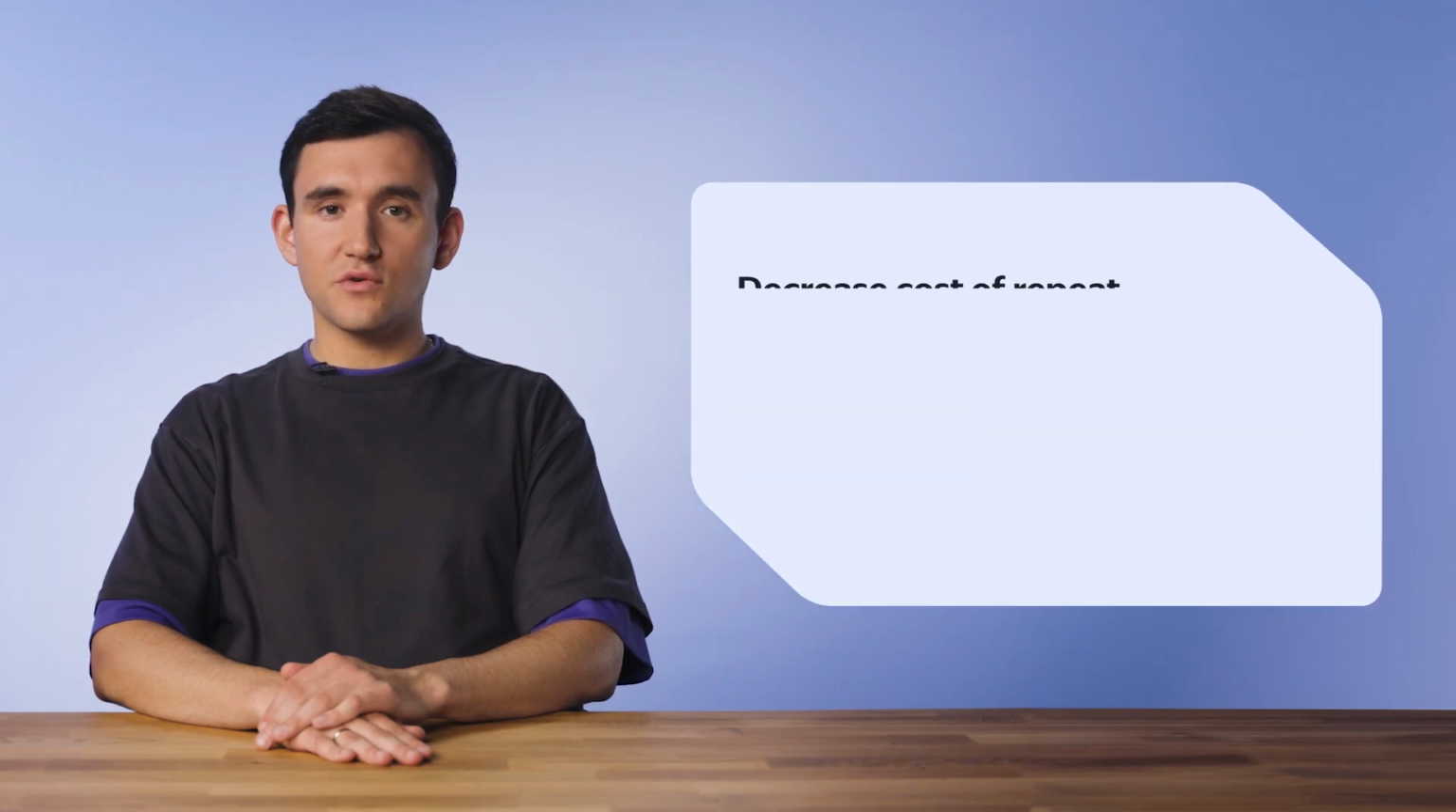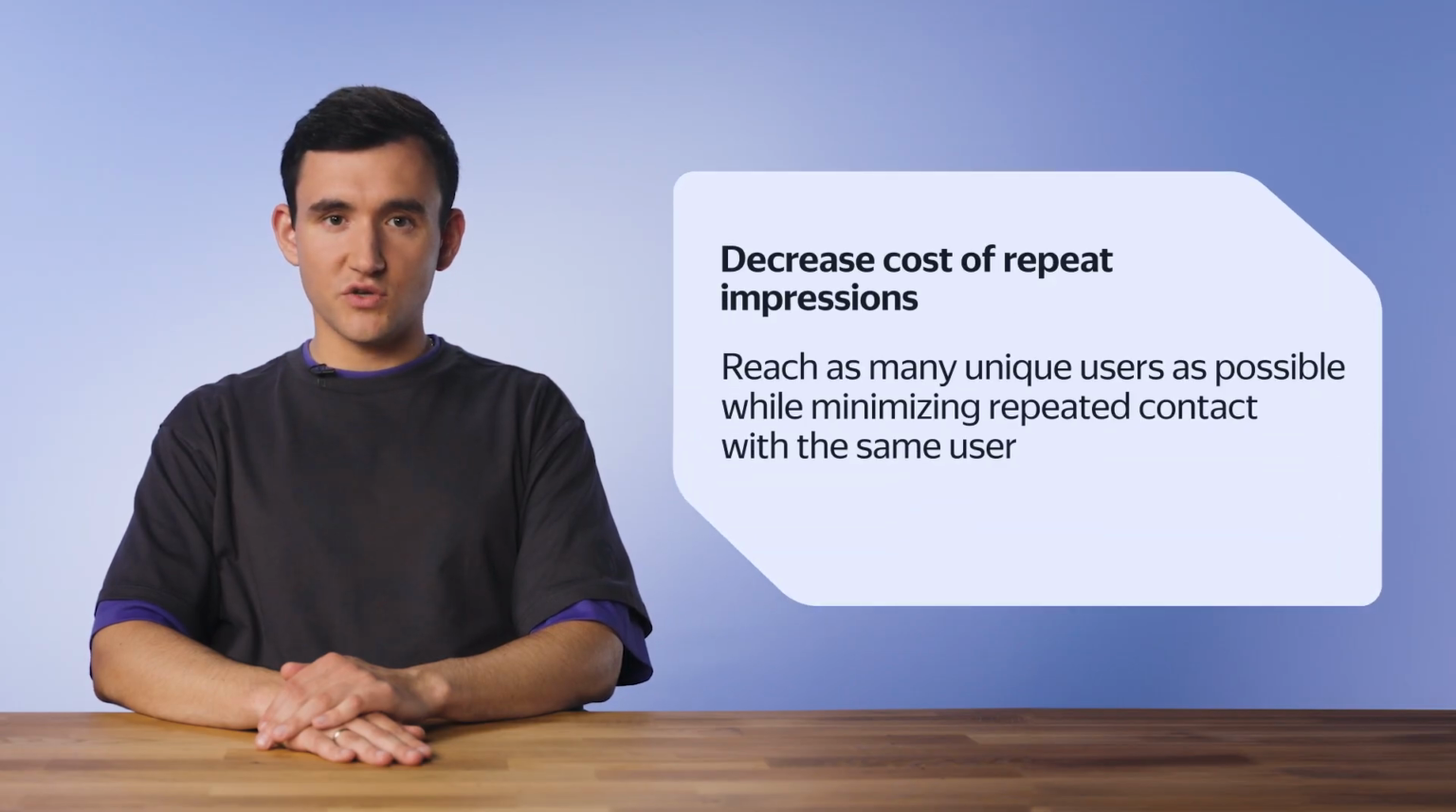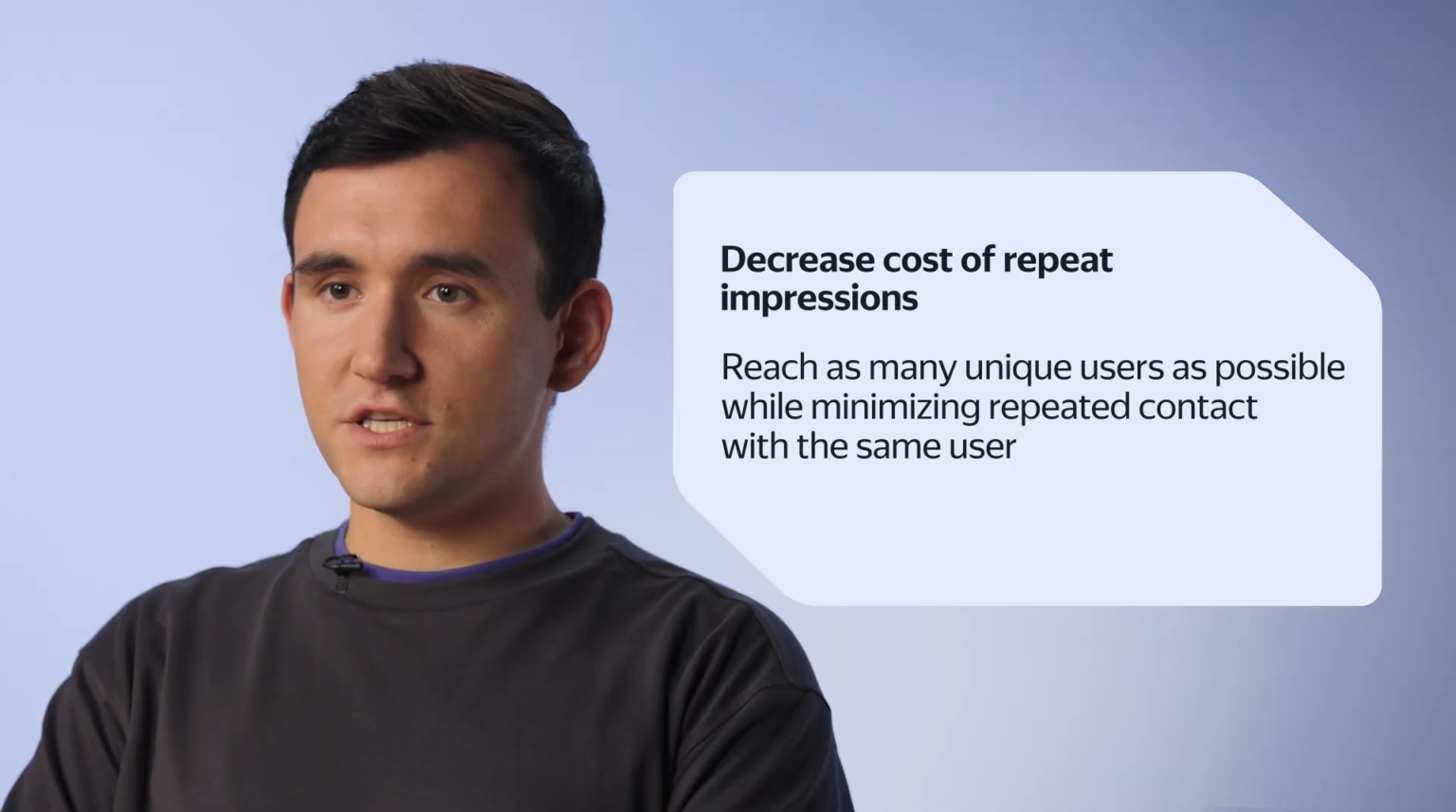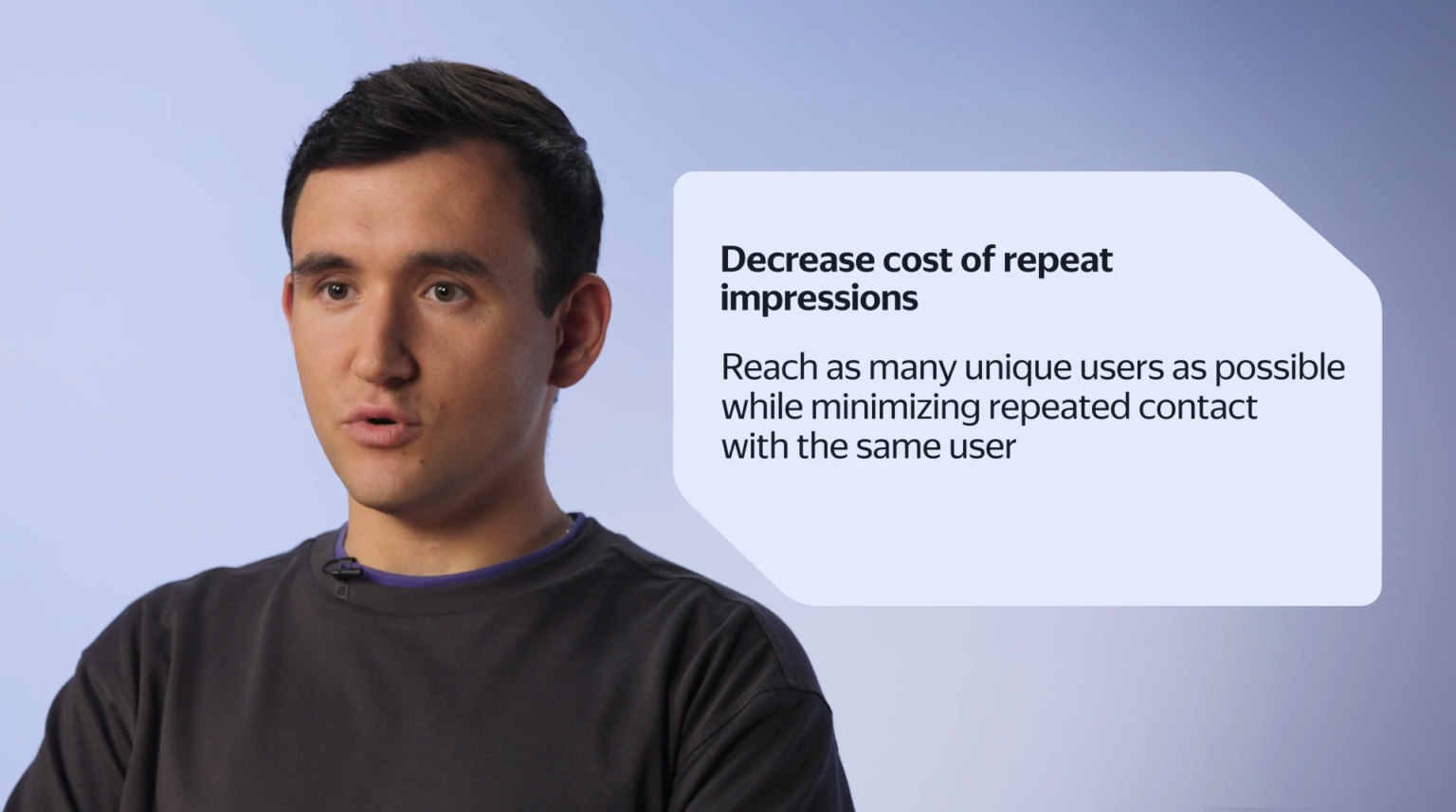The decreased cost of repeat impressions strategy, as the name suggests, works a little differently. This strategy is appropriate if you want to reach as many unique users as possible while minimizing repeated contact with the same user. Here's how it works. You set a limit on the average bid for the campaign. In turn, the system lowers the bid for each subsequent repeat impression of the same user in order to reduce the chance of winning the auction and avoid exposing the user to the same campaign again.